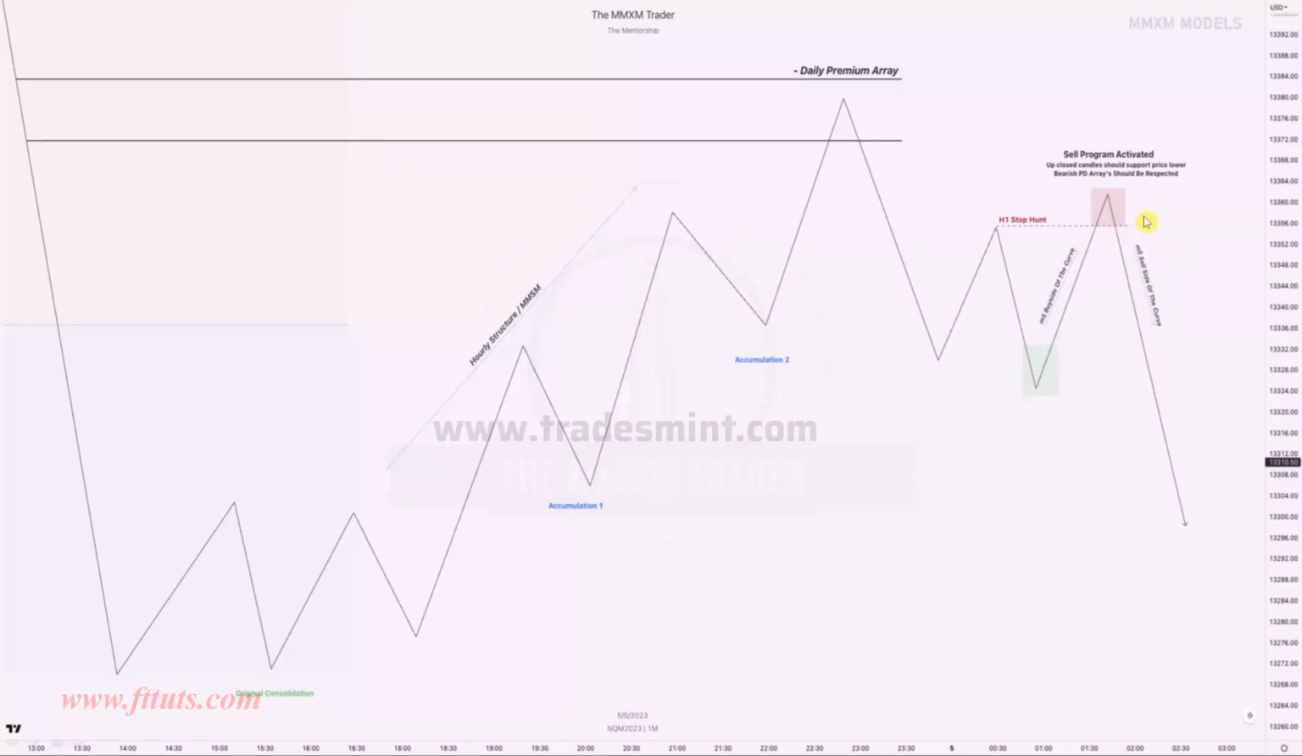So a sell program up here is activated. Up close candle should support price lower, and bearish PD array should be respected, right? Going into sell side of the curve and then eventually liquidating this original consolidation.